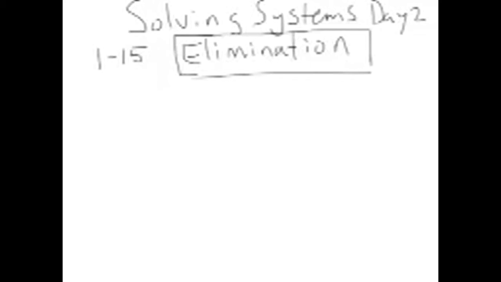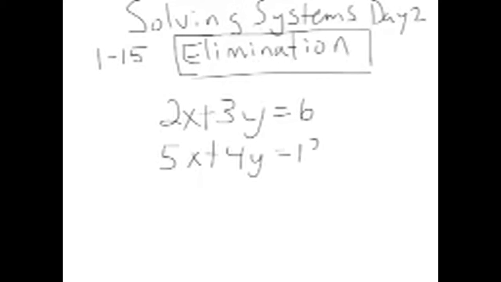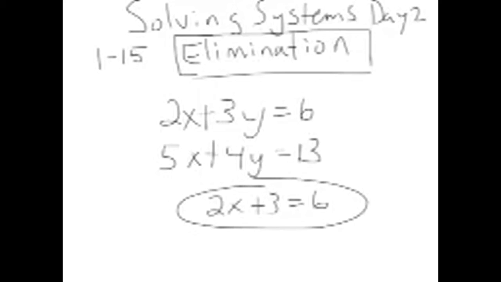Elimination means to get rid of something, and so our goal in an equation, let's say if we have 2x plus 3y equals 6 and 5x plus 4y equals 13, is to get rid of one of the letters completely so that we are only left with a single letter in the problem. And once we get down to a single letter, we'll have something like 2x plus 3 equals 6, and we know how to solve these with just one letter in them.